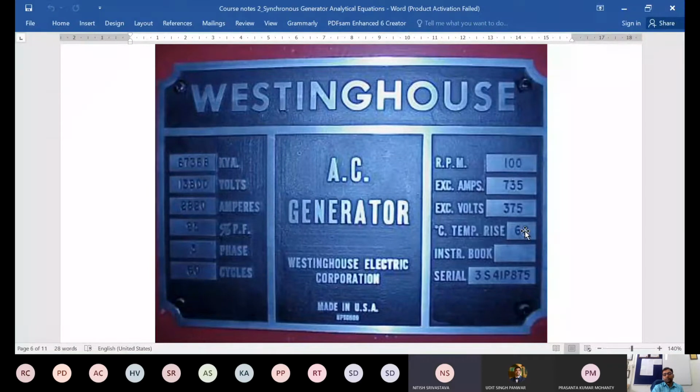Sir, 275.625 kilowatt. Okay, so on 21, so it comes out around how much? 275 kilowatt. Yes, right, sir. 275 kilowatt, and the rated power output is 67,368 kVA.